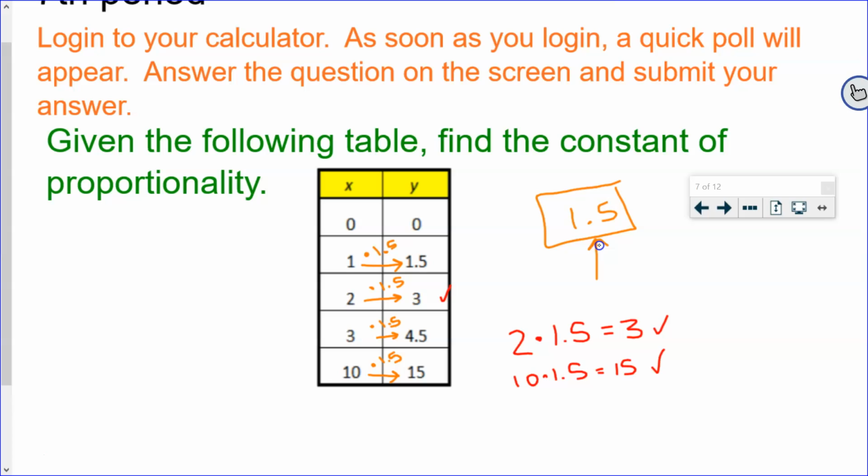I had a lot of students tell me that it was 0.5. So test that out. Does it work? 10 times 0.5, does it give you 15? Nope, it doesn't. So that's why it's important to check it. Once you think you know it, check it, because it was not 0.5, as some students said.